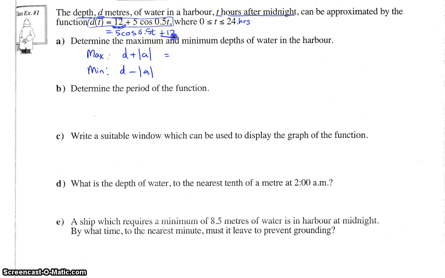So our d value would be 12. Our a value, the number in front of cosine, would be 5. So it would be d plus 5, which is 17, and d minus 5, which is going to be 7. And the units on that, d as in depth was in meters. And there we go, our max and min depths of water.